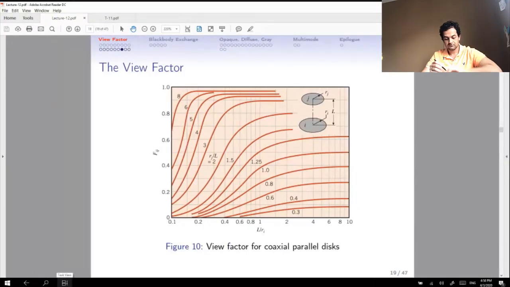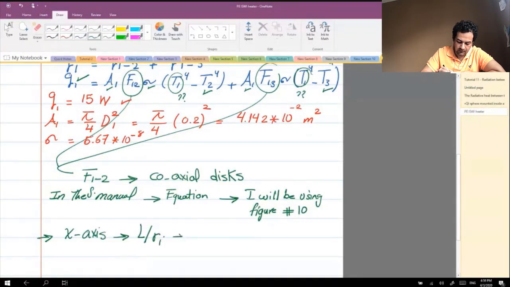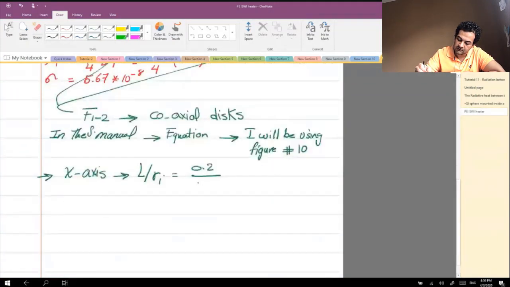For the figure, in the x-axis we have to calculate L over Ri. L here is the distance between the two surfaces, which is 0.2. Ri is the radius; the diameter was 0.2, so the radius is 0.1. So the x-axis gives you the value 2.